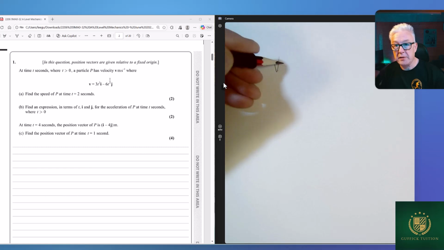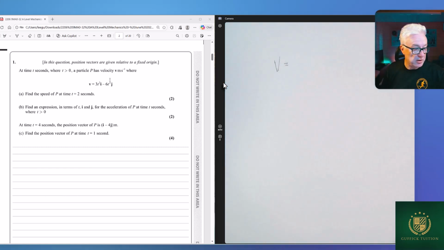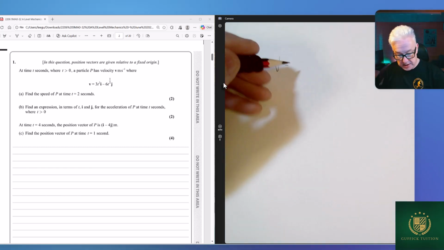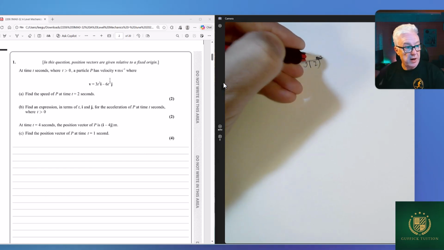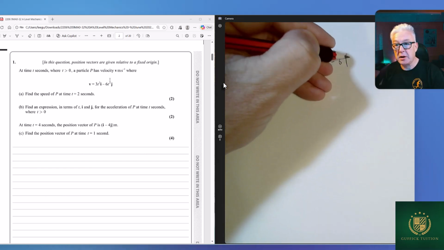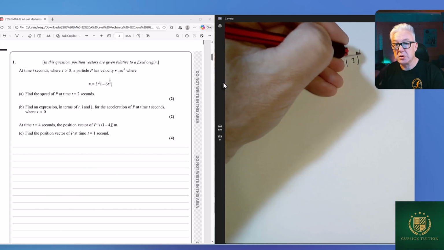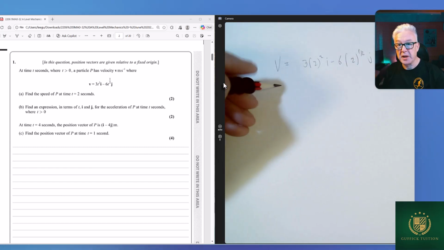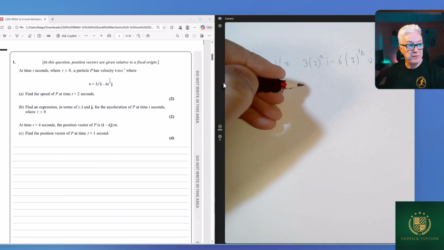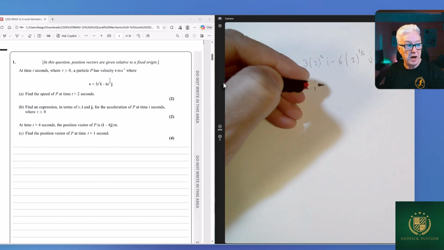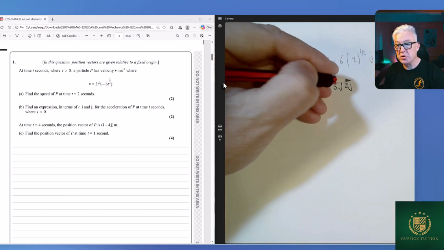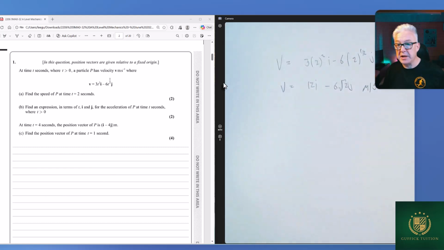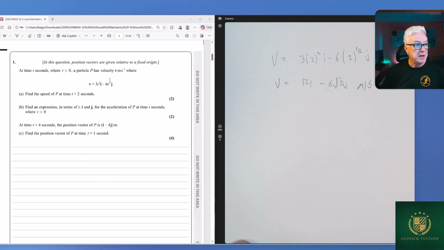So for this first part of the question, we're just going to be literally subbing in t is equal to 2. So we're going to have 3 times 2 squared i minus 6 times 2⁴j. Okay, which is going to give us that v is equal to 12i minus 6√2j, and that is in meters per second. Okay, so that's our first bit done there.